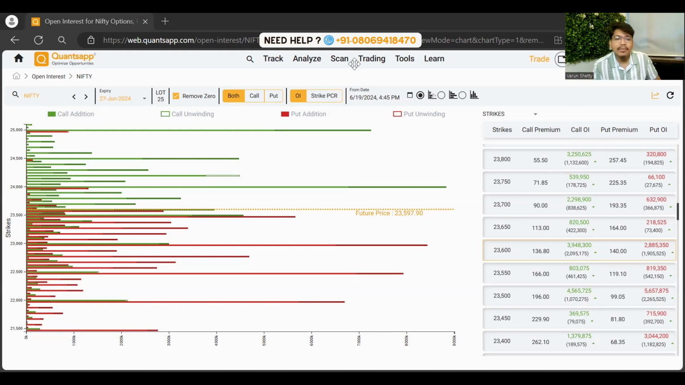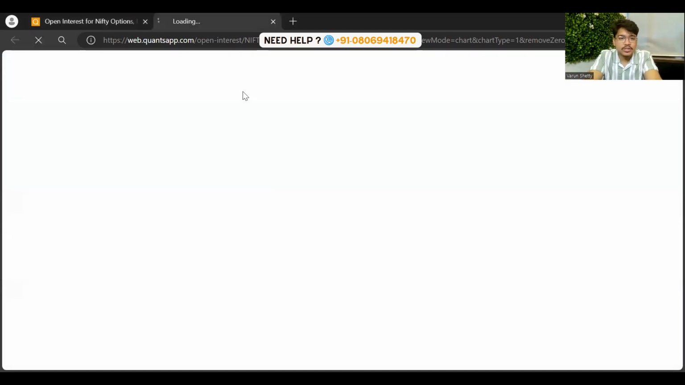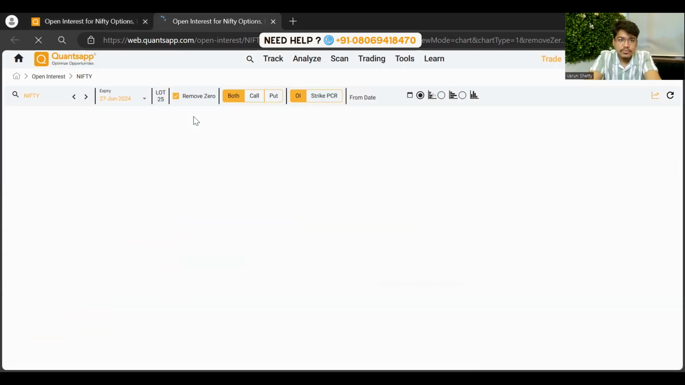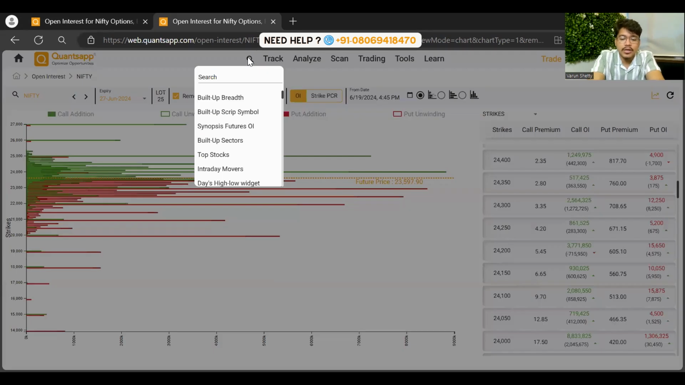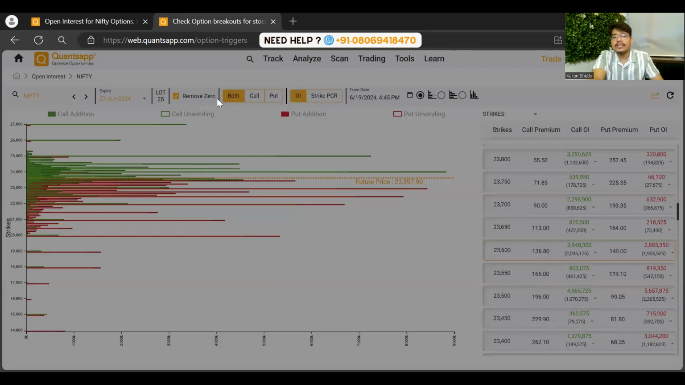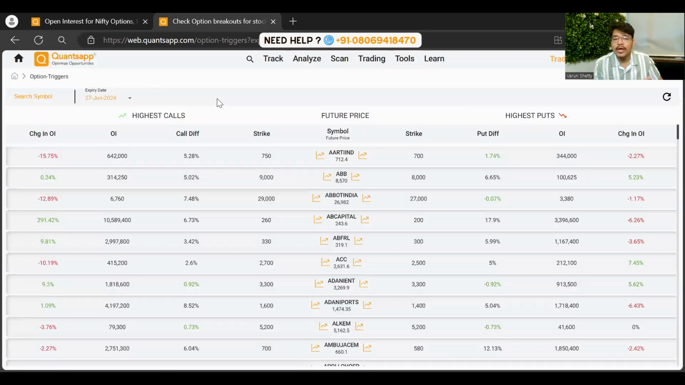These things can be analyzed with the help of a simple tool named Triggers. I'll open a new tab for you guys and search for Triggers. Trigger, as the name suggests, will show you where you should enter a trade, or where your entry is triggered when you are buying options. Because it's a simple thing: if writers are losing money, then option buyers, or in general directional traders, have a chance to make money. That is the general idea here.